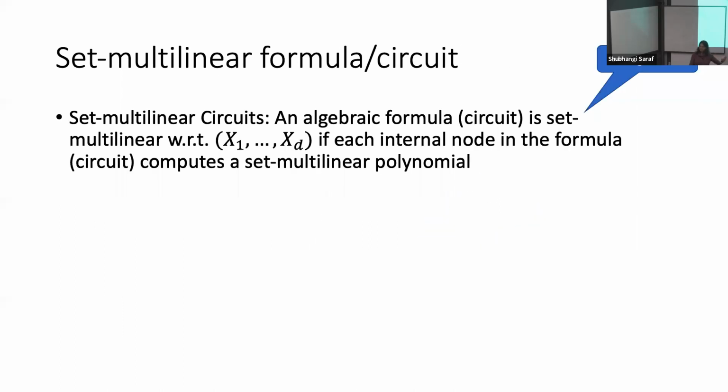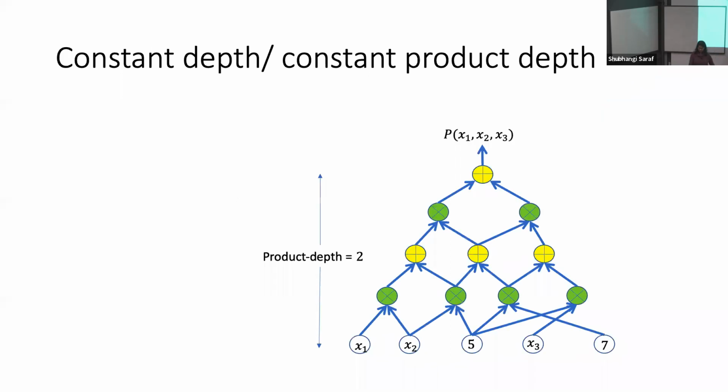Good. So that's what a set multilinear circuit is and a set multilinear polynomial. Constant depth, I've been talking about constant depth circuits. So this is an example of a constant depth circuit. The depth is 1, 2, 3, 4 here.